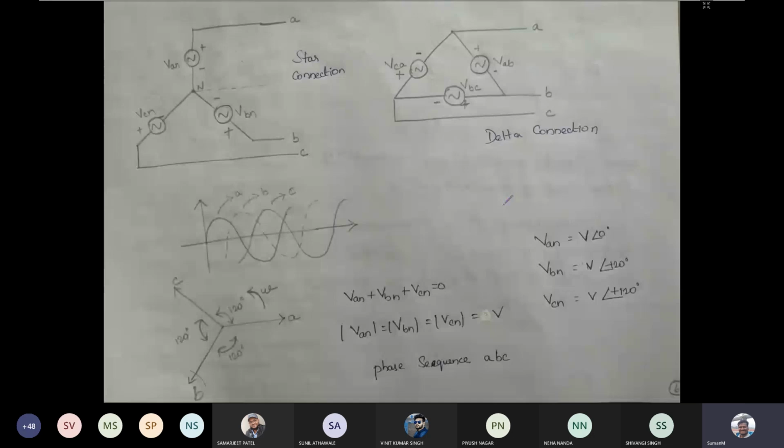Did you understand? Do you have any doubt in this? Why we need to go for three phase? What is the advantage we got when we are moving from single phase to three phase? Did you understand that point? Yes, sir. Sir, could you explain the fourth point again?